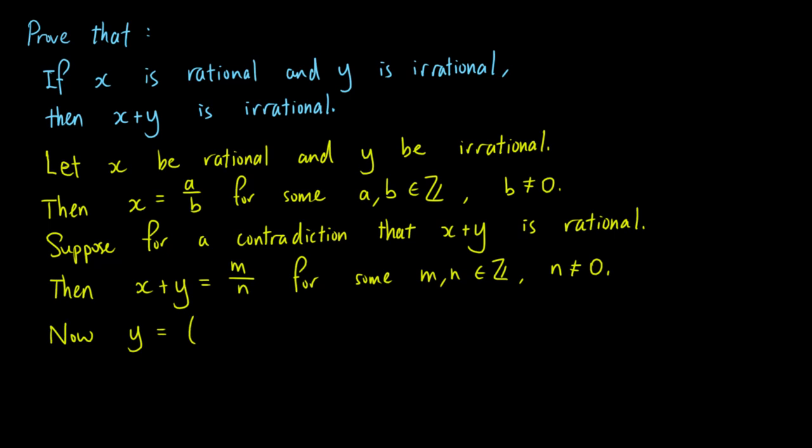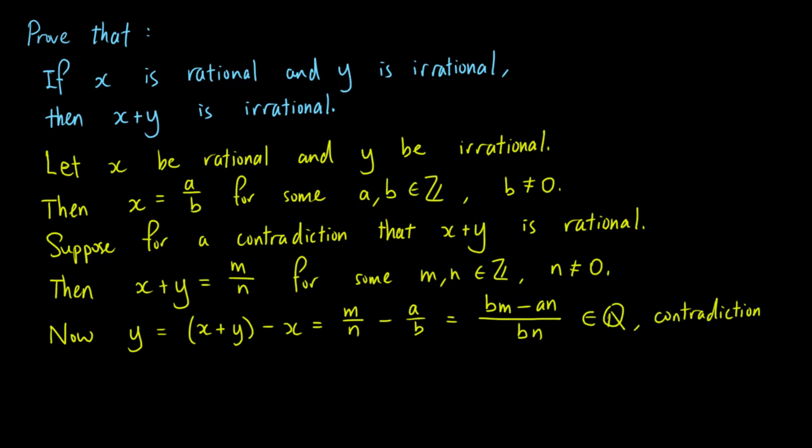Now, we can write y as x plus y minus x, which equals m over n minus a over b, or bm minus an over bn. This is clearly rational, which is a contradiction since we have assumed that y is irrational. So we must have x plus y is irrational.